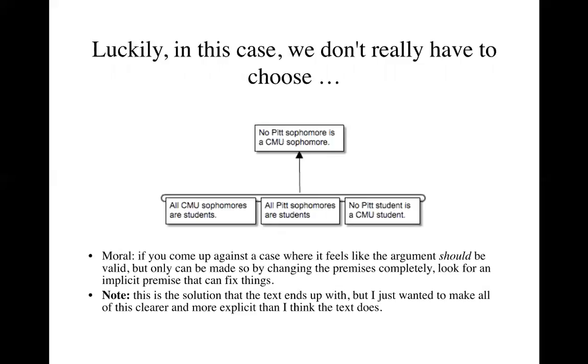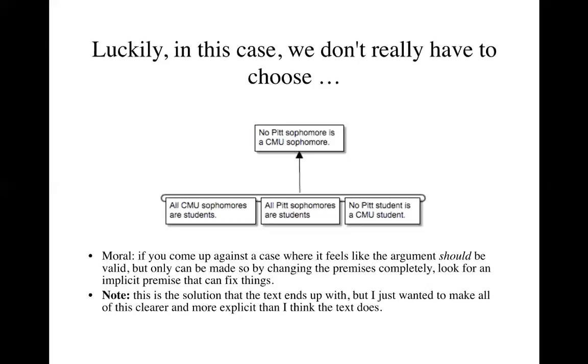So our premises were: all CMU sophomores are students; all Pitt sophomores are students. That was our original premises. However, if we add an additional, very plausible premise, then the argument is valid. If we add the premise, no Pitt student is a CMU student. And that makes sense, at least if we mean by a Pitt student and a CMU student, one who's matriculated in that college. You can't be matriculated.